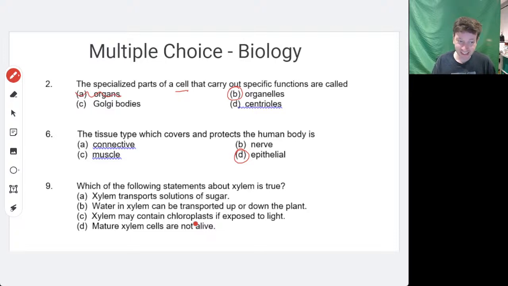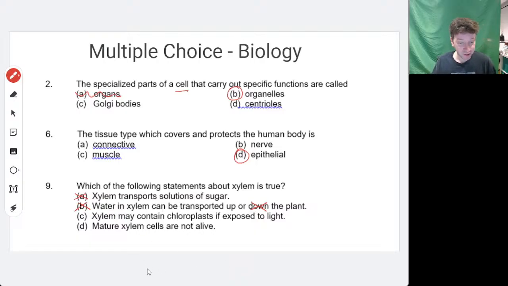Number 9, this is getting into plants. Which of the following statements about xylem is true? Xylem transports solutions of sugar. They do water, but there can be nutrients in that water, but primarily water. So I'm going to say most likely nope. Water in xylem can be transported up or down? No. Only up. So this is no.